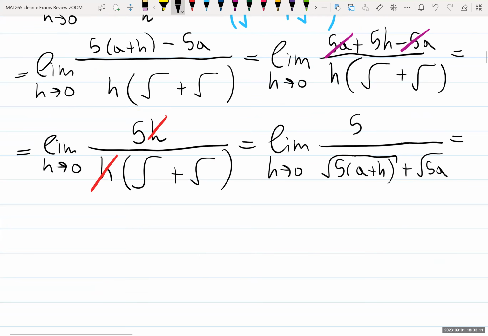Finally, we got rid of the bad guy and we plug in 0 into h. Remember, not everywhere, not into a and stuff. Maybe I put it in a different color, but put it only there. So we're going to have 5 over the square root of 5a plus the square root of 5a, which is 2 square root of 5a.